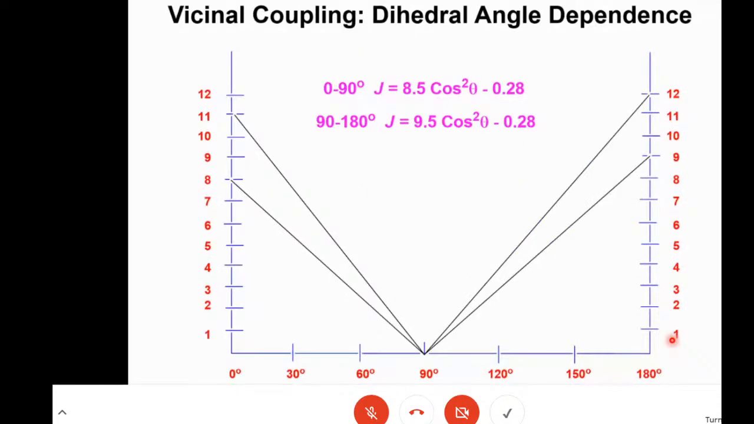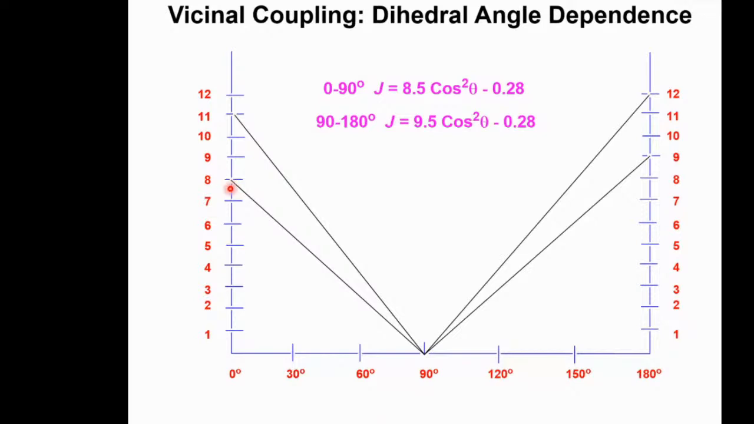Now, what about vicinal coupling? There is a famous equation which many of you, I'm sure, are familiar with. Vicinal coupling is dependent on the dihedral angle between the vicinal protons. On the y-axis, you have the J, and on the x-axis, we have the dihedral angle. So the general formulas are: if the dihedral angle is between 0 and 90 degrees, then J would be 8.5 cos square theta minus 0.28.